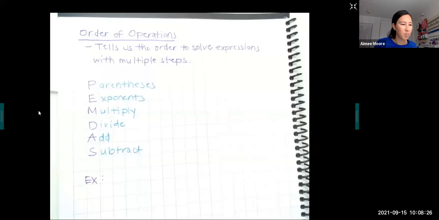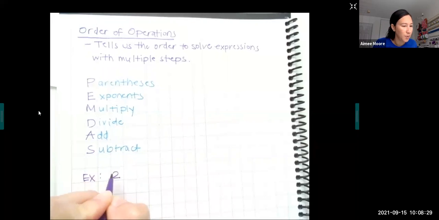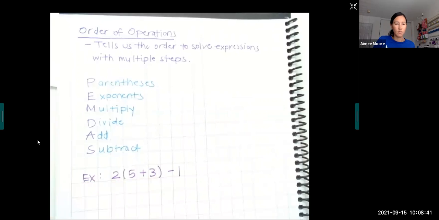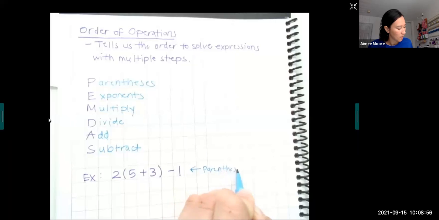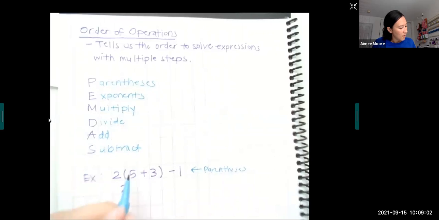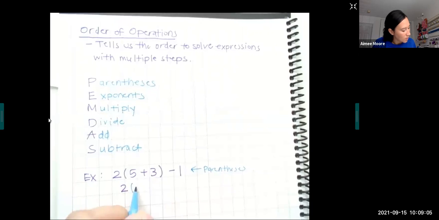So let's look at a couple examples. Say we have something like 2 times (5 plus 3) minus 1. Okay, so we want to start at the top of PEMDAS and work our way down. So first, are there any parentheses? Yes, there are parentheses. So that's what we're going to do first. So now we're going to have 2, but we need to simplify our 5 plus 3, which is 8, minus 1.